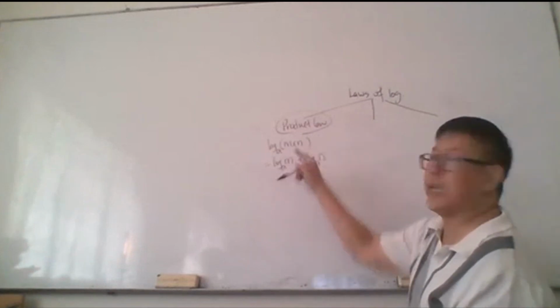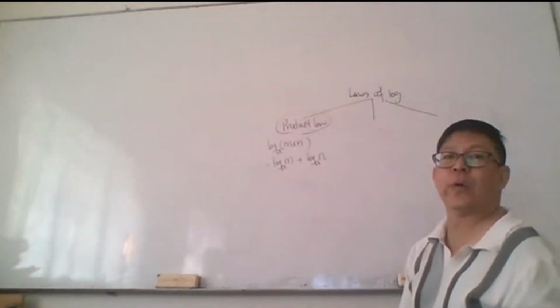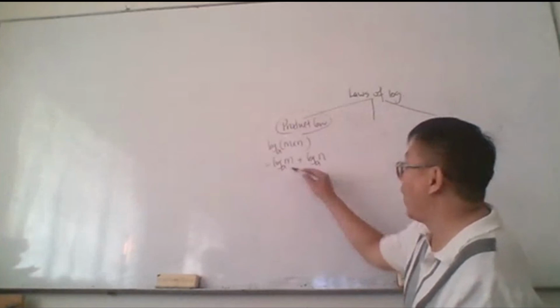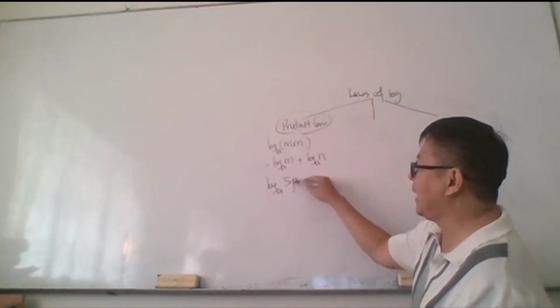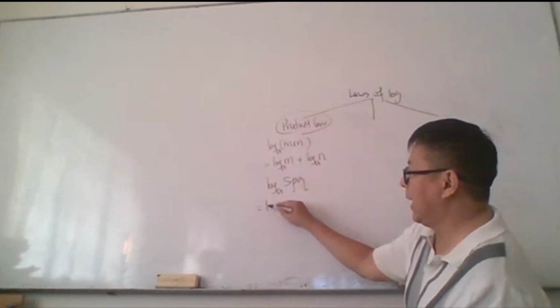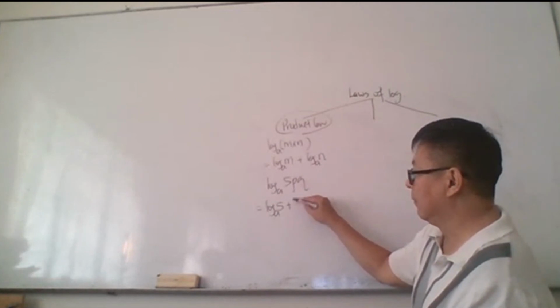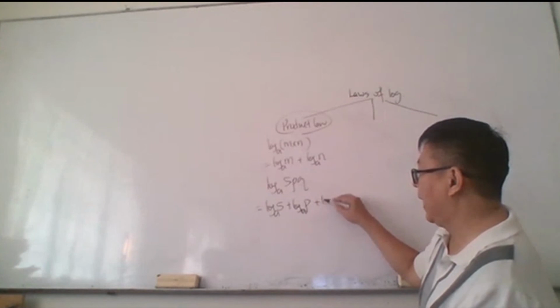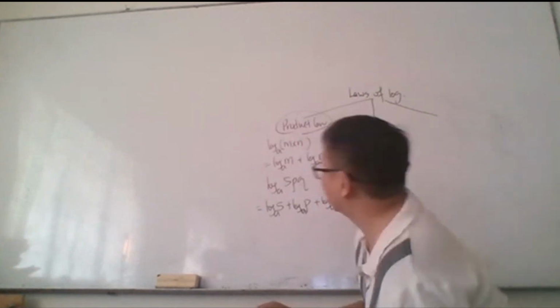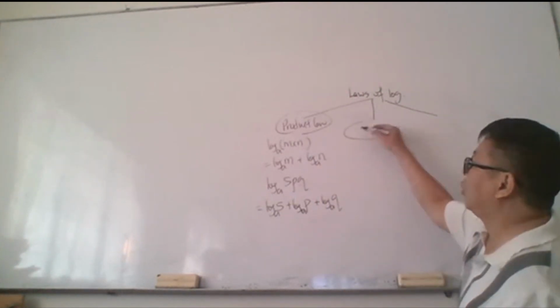Here they can give you 2 variables, or the question can give you 3 variables. Like they put log_a(5pq) and it becomes log_a 5 plus log_a p plus log_a q.